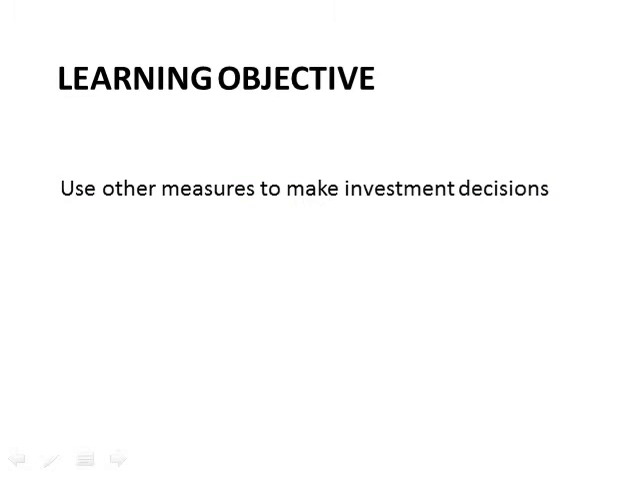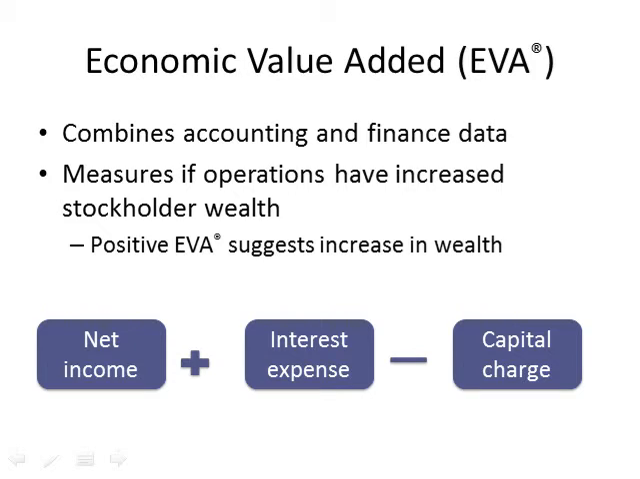And so our final objective here is to talk about other measures to make investment decisions. The top managers of some leading companies use economic value added, or EVA, to evaluate operating performance. EVA combines accounting and finance to measure whether operations have increased stockholder wealth. All amounts for the EVA computation except the cost of capital come from the financial statements.